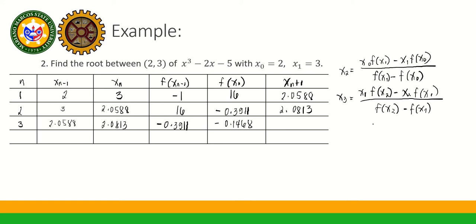0.1468. And computing for x sub 4, that is equal to x sub 2, f of x sub 3, minus x sub 3, f of x sub 2, all over f of x sub 3 minus f of x sub 2. So, ito yung magiging formula natin. And plugging these values dito sa formula, what will be our x sub 4? That is 2.0948.